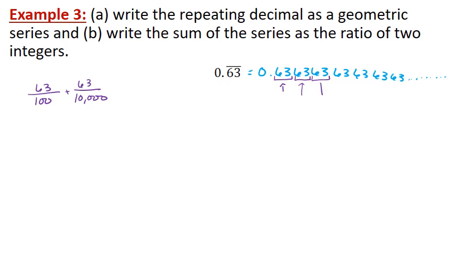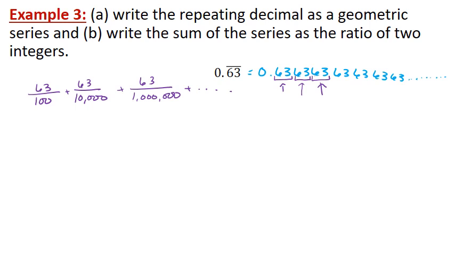Okay, well, what about this one? Well, this is 1, 2, 3, 4, 5, 6. So I need 6 zeros. So this is 63 over 1,000,000. And that will give me my first 6 digits. Well, if I keep doing this, then I'm going to end up with this number.